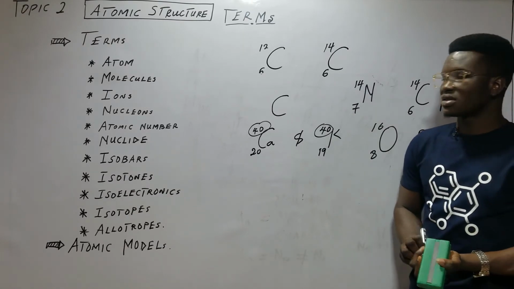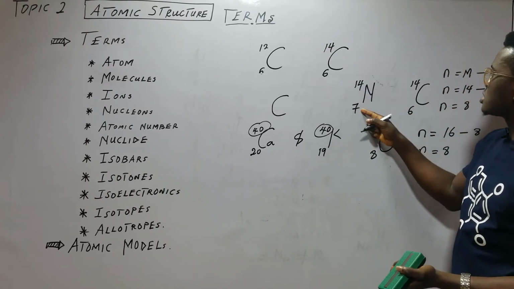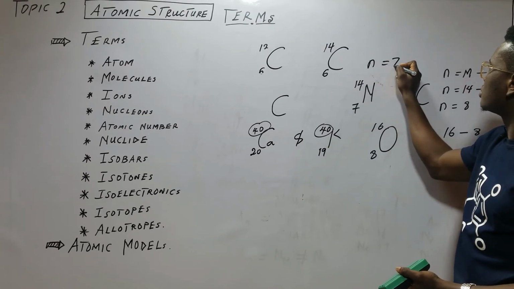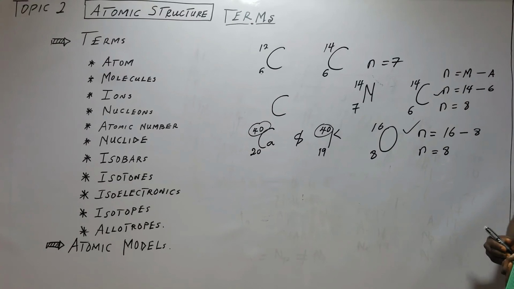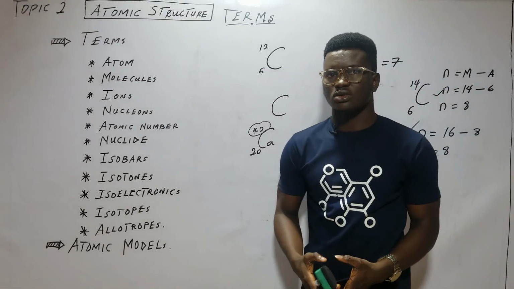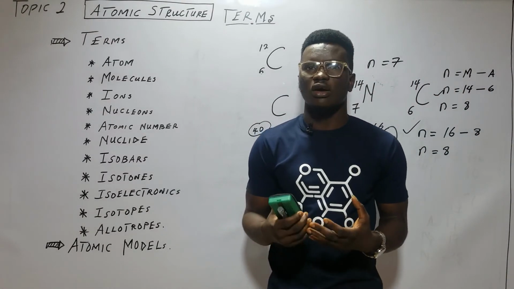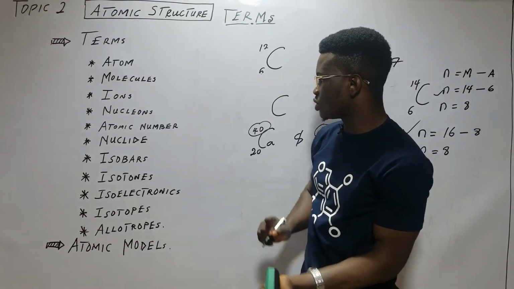But for nitrogen, the number of neutrons is 7. Now compare the number of neutrons: carbon 14 and oxygen 16 have the same neutron number. So having the same number of neutrons, they are called isotones. That is what we have here.